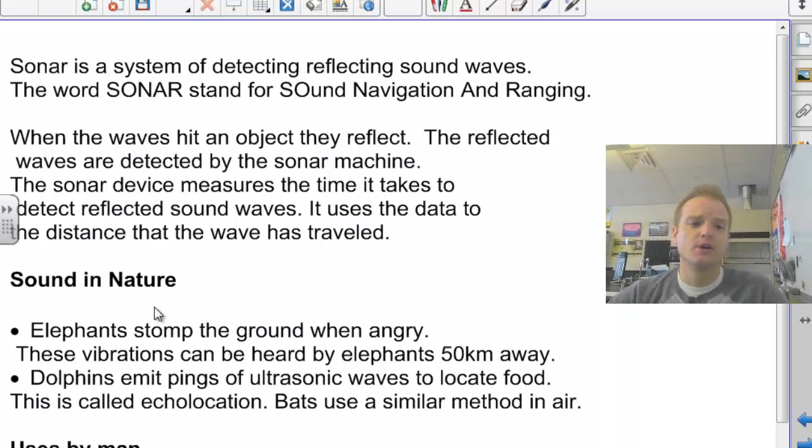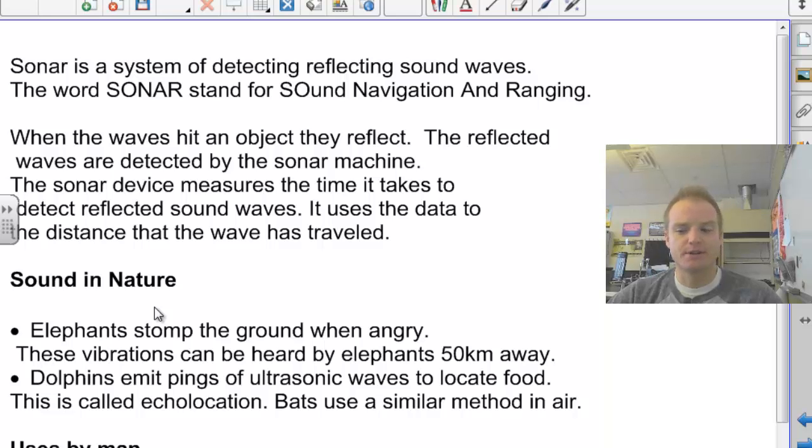So, for humans, we use what's called sonar. Sonar is a system of detecting reflected sound waves. And the word sonar stands for sound, navigation, and ranging. So using those sound waves in water to figure out where things are and also how far away objects are. Sonar has been used to map the ocean floor, to find those mountain ranges we'll talk more about later in the year. But the way it works is pretty simple.